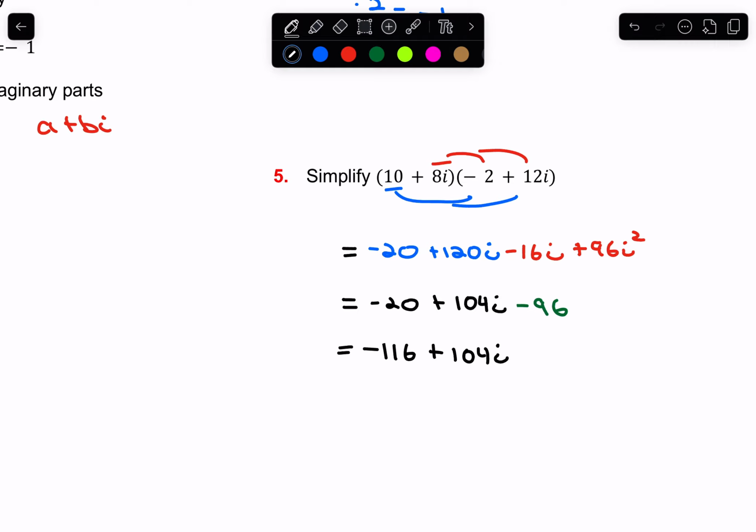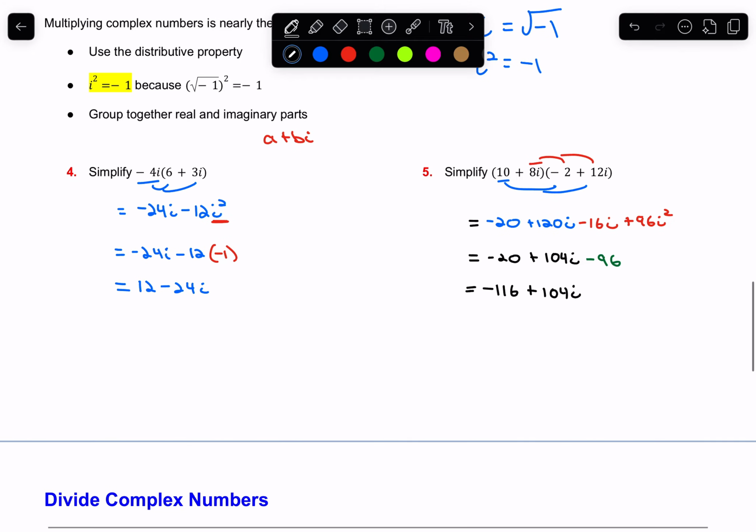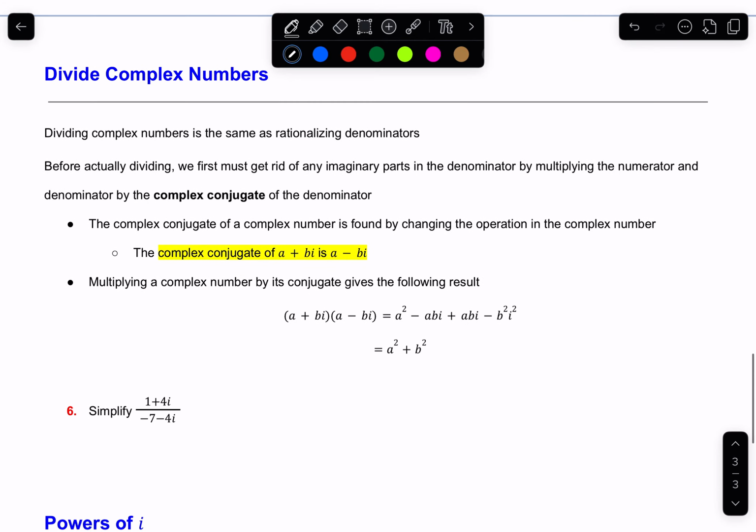All right, if you can do that, then the next part's not too bad, even though it seems a little complicated what we're about to do. Dividing complex numbers is multiplying with a couple extra steps. Dividing complex numbers is actually the same as when we rationalize denominators. Before actually dividing, we first must get rid of any imaginary parts in the denominator by multiplying numerator and denominator by the complex conjugate of the denominator. The complex conjugate of a plus bi is a minus bi, where all we do is change that plus to a minus. When we do this, because we're multiplying conjugates together, we get difference of squares.